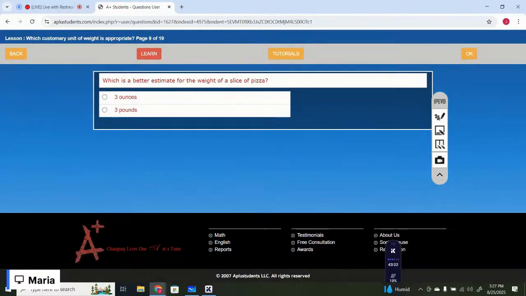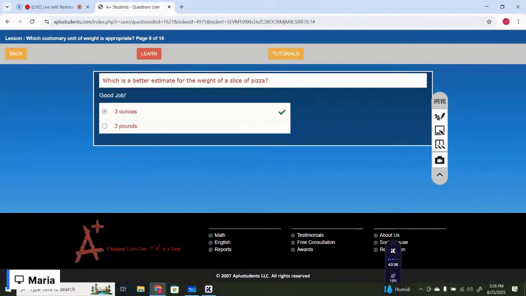Which is a better estimate for the weight of a slice of pizza? It would be 3 ounces. Option number one is the correct option.